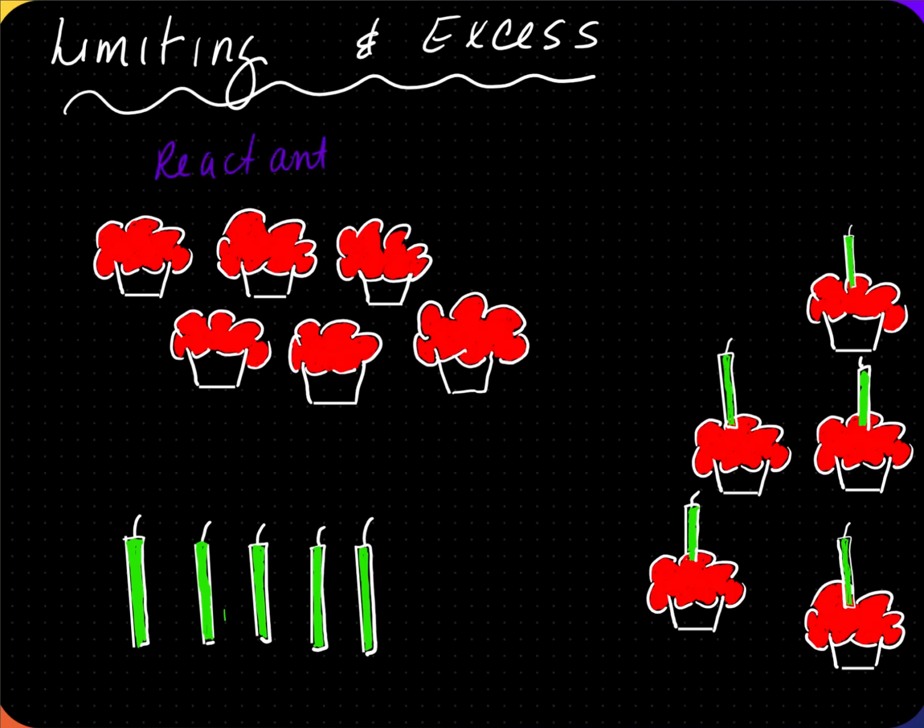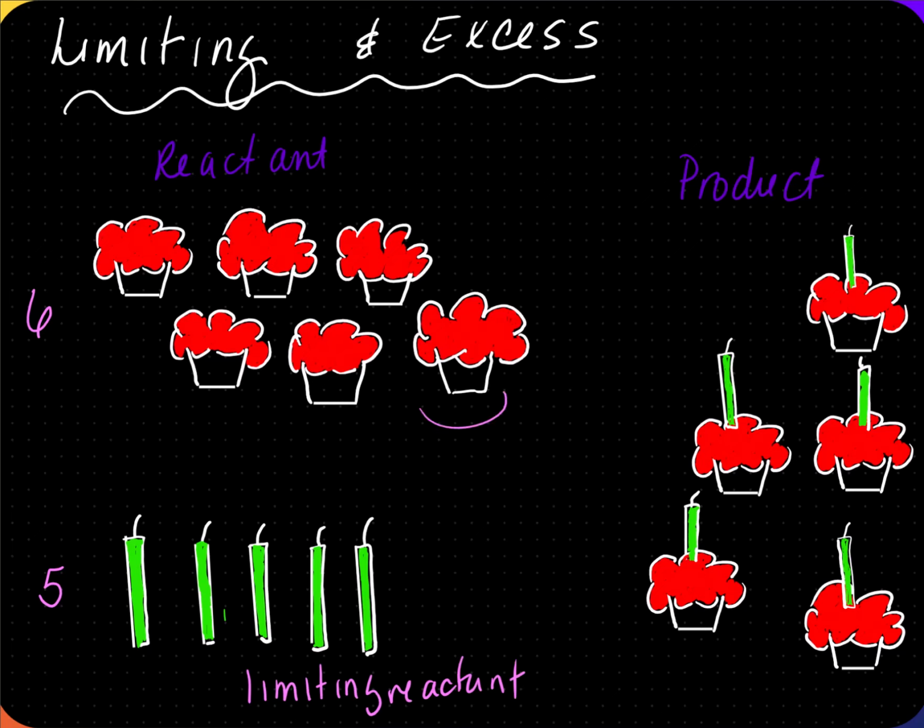To produce the perfect birthday cupcake, each cupcake must have a candle. I start off with 6 cupcakes and I have 5 candles. To produce the perfect cupcake, which must consist of 1 cupcake and a candle, I can only produce 5. What is preventing me from producing more? It is the candle. So the candle here is my limiting reactant. And since I have 1 more cupcake left over, this is my excess reactant.